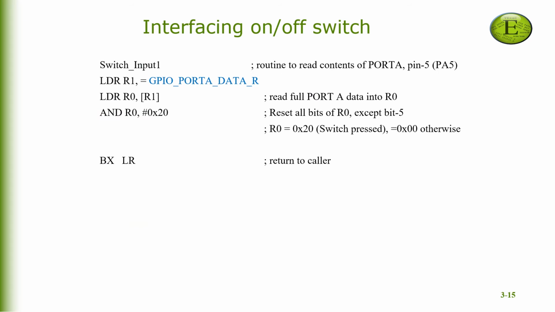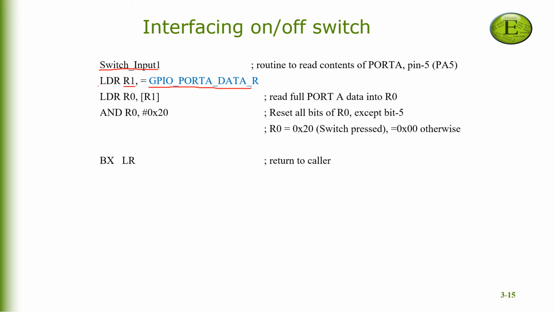We're now going to write a routine to interface a switch to pin number 5 of port A. The label is switch input 1. This is one of the routines to read in the value of the switch connected to pin 5 of port A. The first command loads the address of the port A data register into R1.